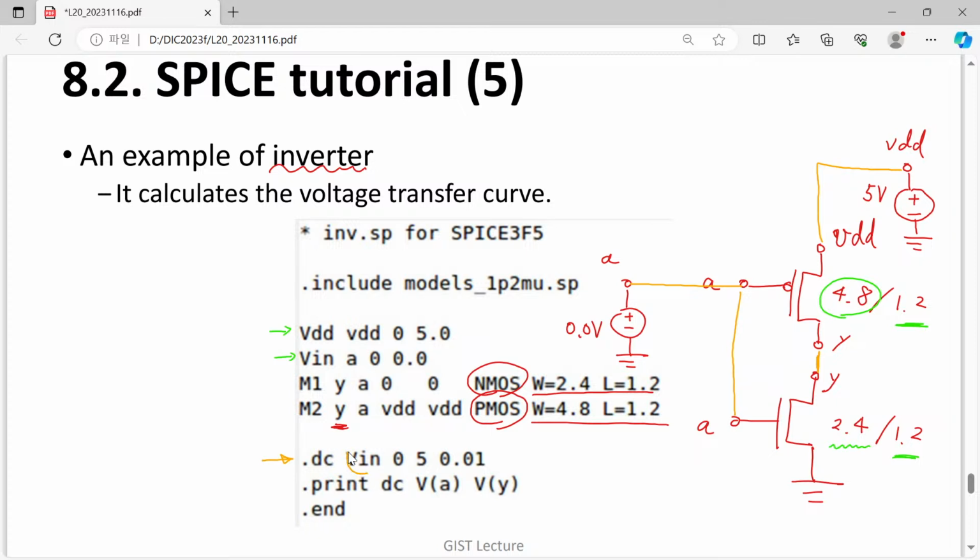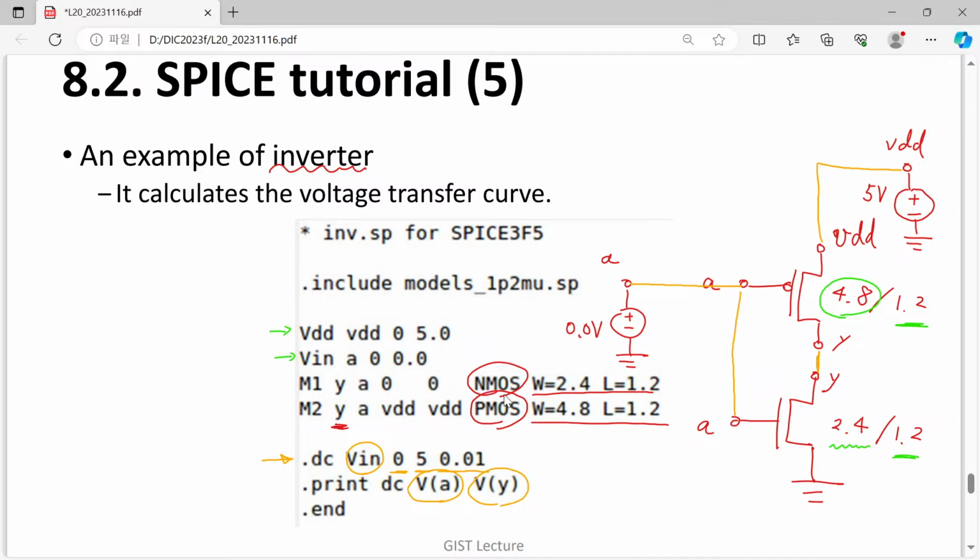We can just increase the V in voltage from 0 to 5 with 0.01 volt spacing. Then your Y value will be changed accordingly. After that, you can just print your input voltage and output voltage. Then that will give you a beautiful voltage transfer curve. But here I have one thing to mention.